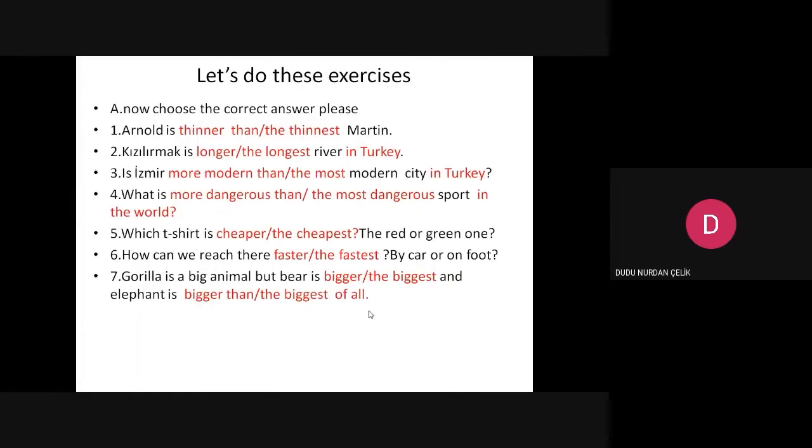Now, let's do these exercises. Before I say, please choose the correct ones. I give you a few seconds.